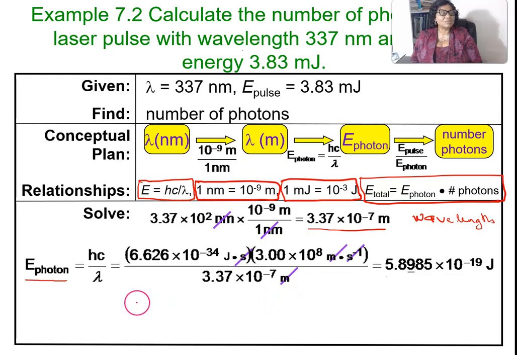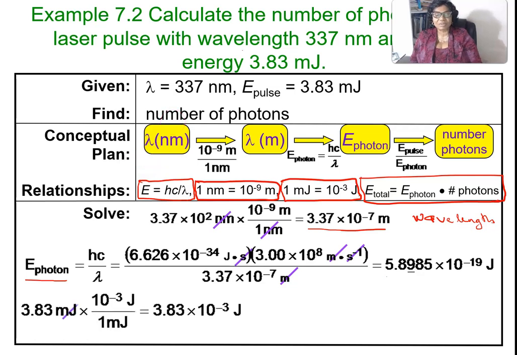So now we want to find the number of photons. We are going to divide the total energy by the energy of the photon to get the number of photons that gave us this total energy. So that's what we are doing.